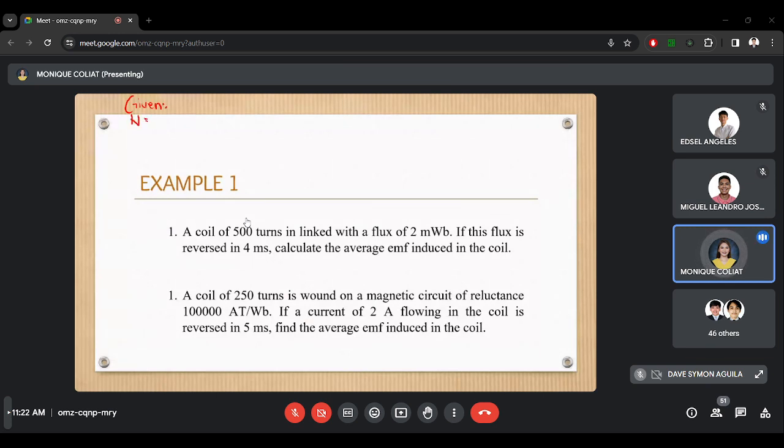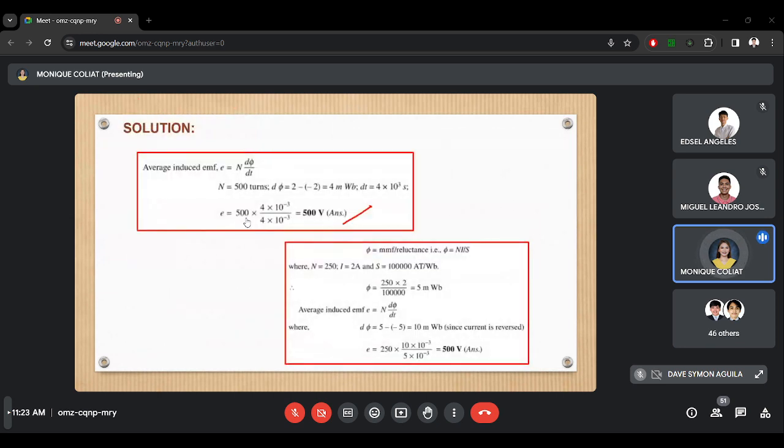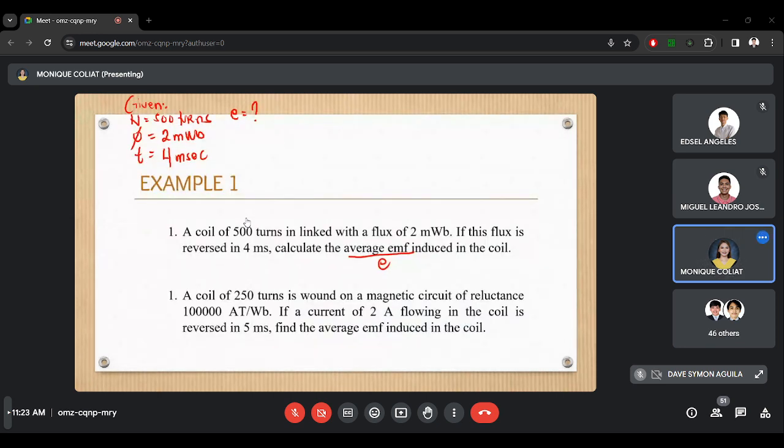We have N of 500 turns. We have flux, so flux is 2 milliweber. And the flux is reversed in 4 milliseconds. So, that is your time, 4 milliseconds. Calculate the average EMF. So, E is the unknown parameter here. So, using those givens, what formula can you use?